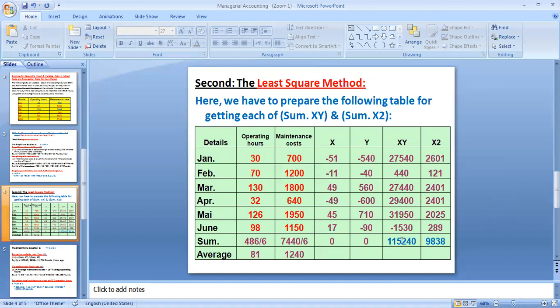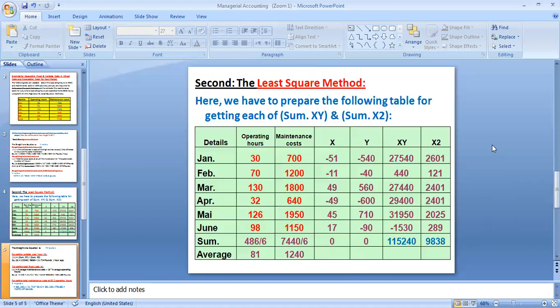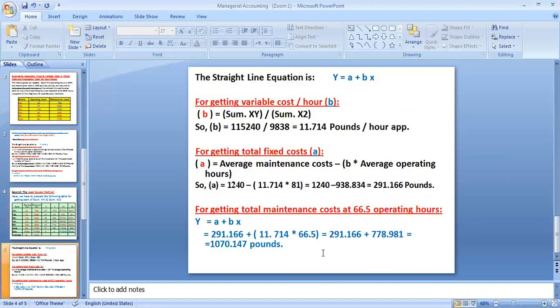Then dividing total xy, summation xy, by summation x squared gives you B, as you see. Then B, multiplied by the average number of hours and deducted from 140, gives you A. Then A plus B multiplied by any number of hours in the relevant range gives you the cost.